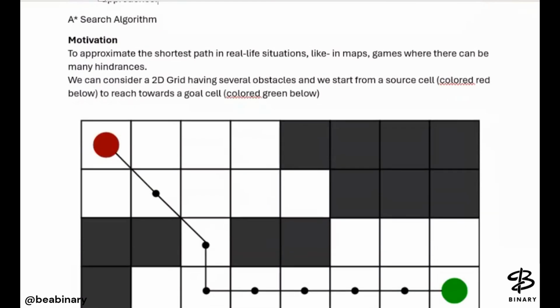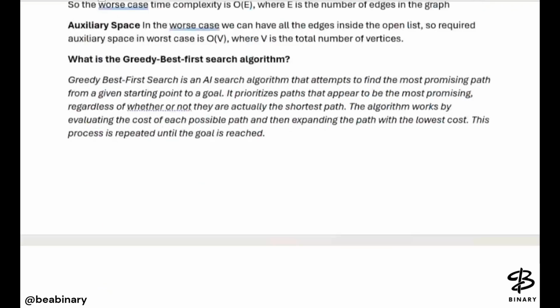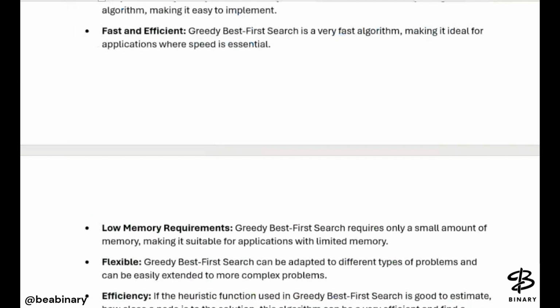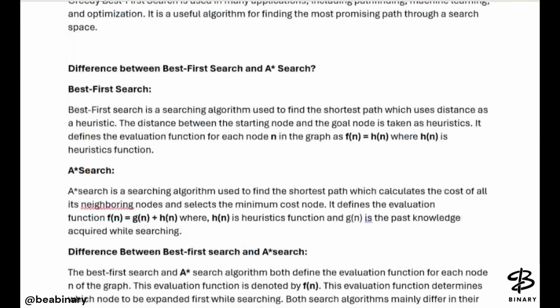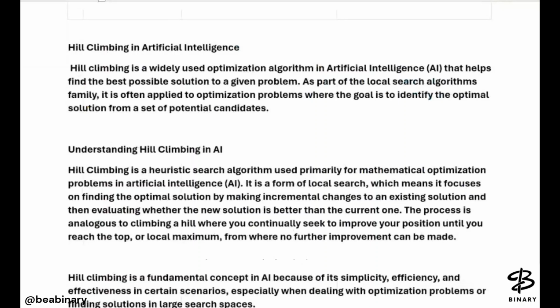So let's take a view of the A asterisk search algorithm. Before the A star, we will talk first about hill climbing, then we will talk about BFS and A star. So let's talk about hill climbing first, because we had already discussed hill climbing in the last lecture. First, we will complete our hill climbing topic in artificial intelligence.